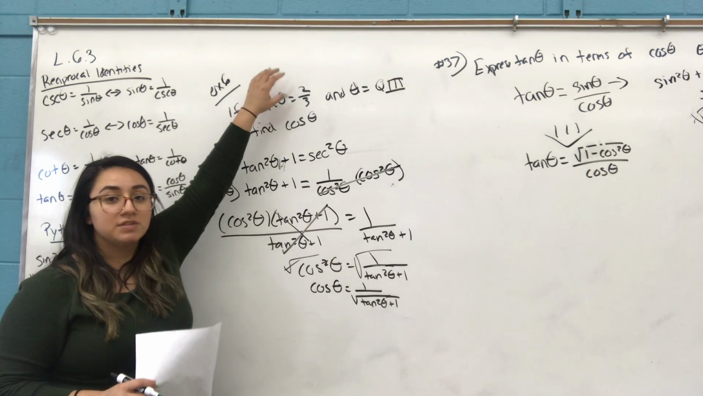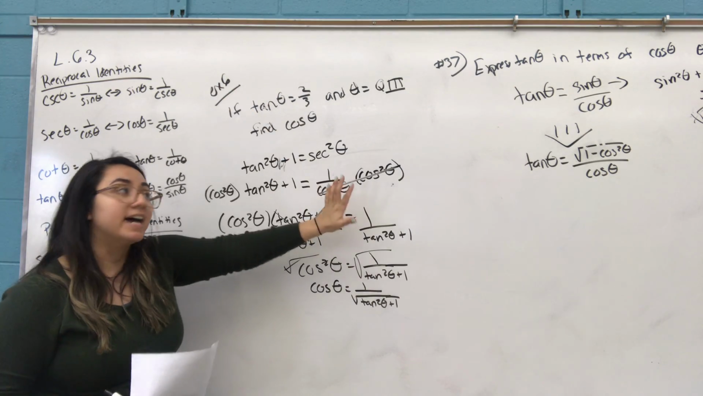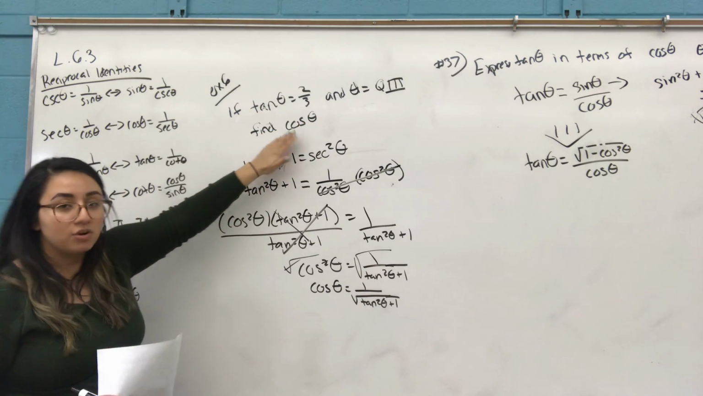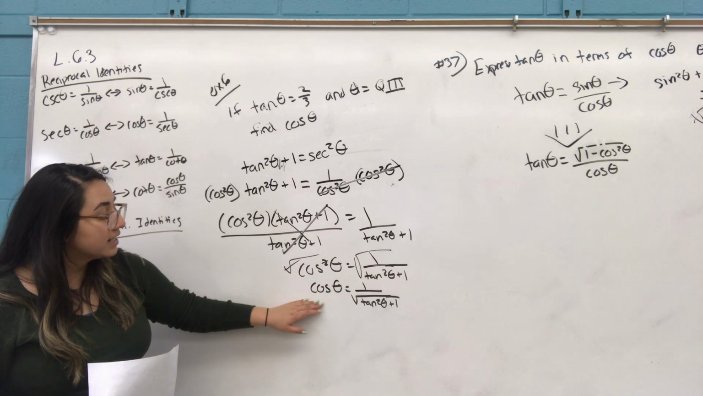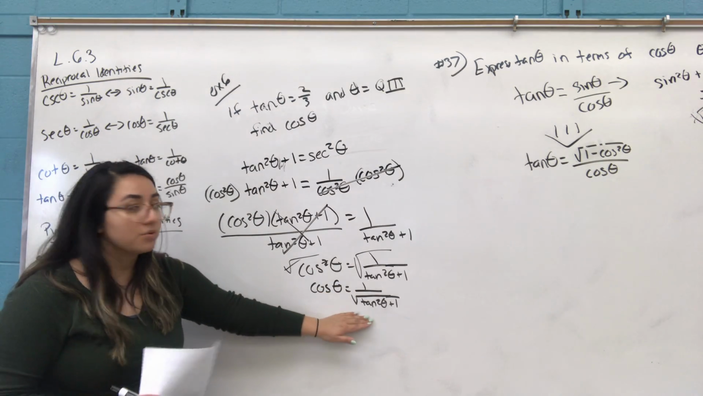If tangent is equal to this, that means we want this on the right side. Then find cosine. Cosine is what we're looking for. We want that on the left side. So now we have cosine is equal to 1 over this whole thing right here.